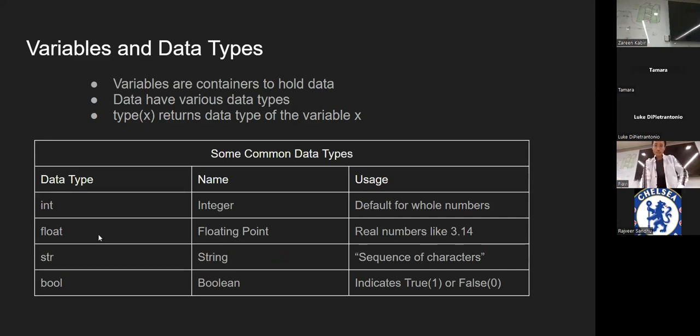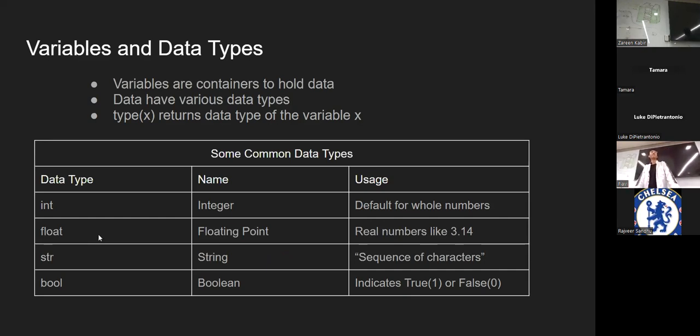I'm going to start with the variable and data types review. There are some common data types in Python, like integer, floating point, string, and bool. Just a quick review.